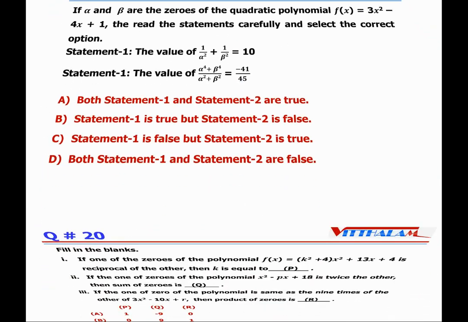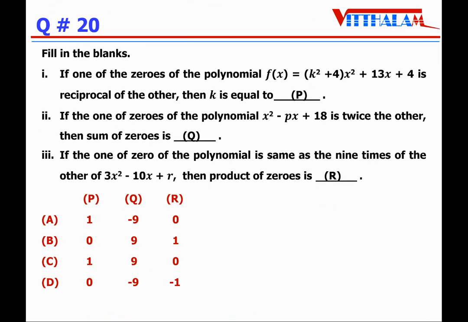Next, fill in the blanks. If one of the zeros of the polynomial f(x) equals k squared plus 4 x squared plus 13 x plus 4 is the reciprocal of the other, then k is equal to blank. So we have to find out the value of k.